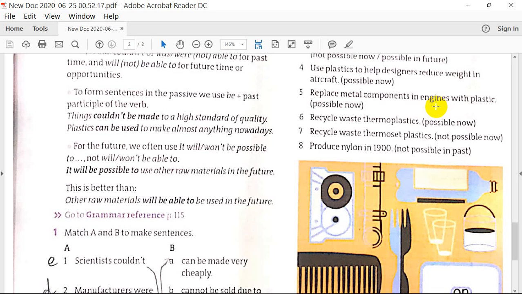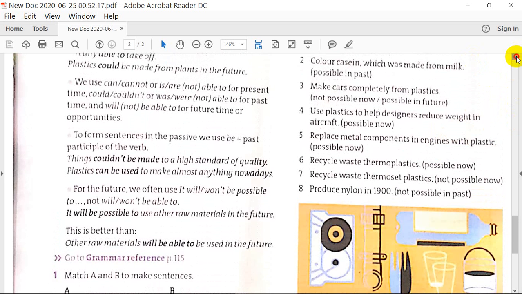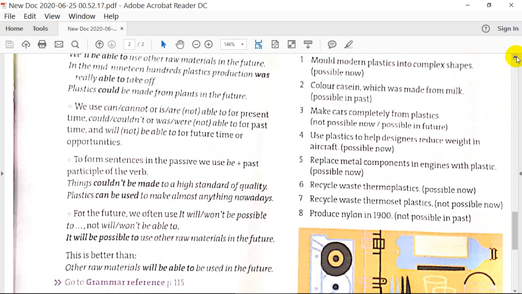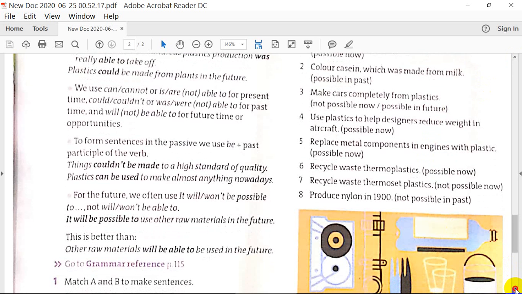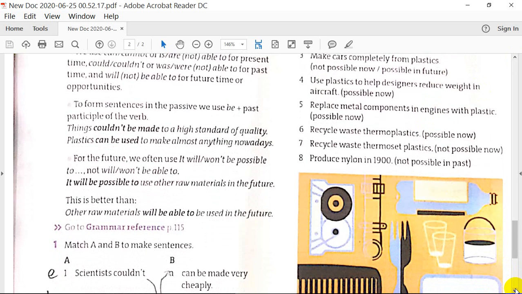So how to write a sentence about can and couldn't? They can, they can't, or could, couldn't. Possibilities in the present, can and cannot, and possibilities in the past, could and couldn't. Possibilities in the future, will be able to, will not be able to. So try to do it at home as an exercise. Page 23, exercise number 2 as homework.